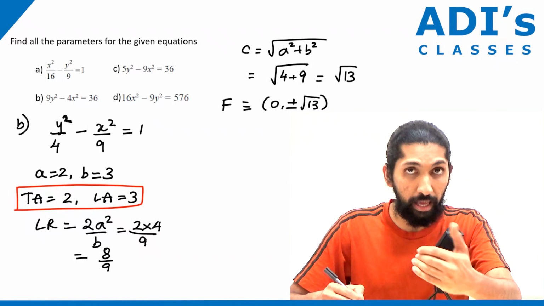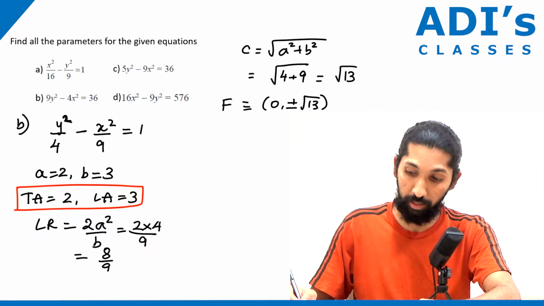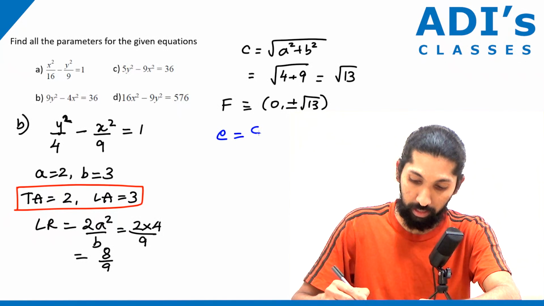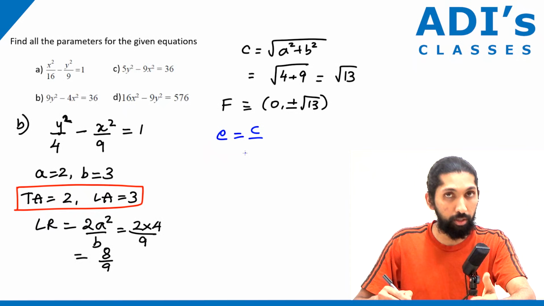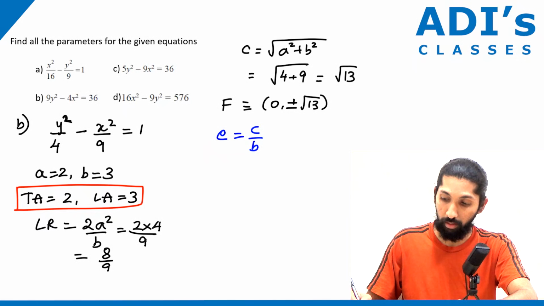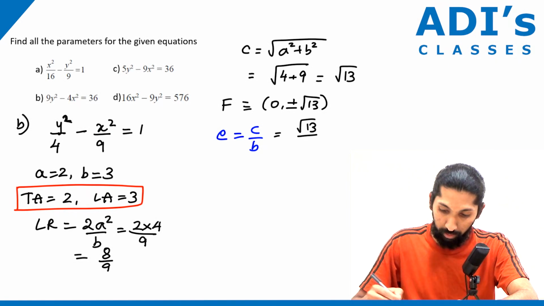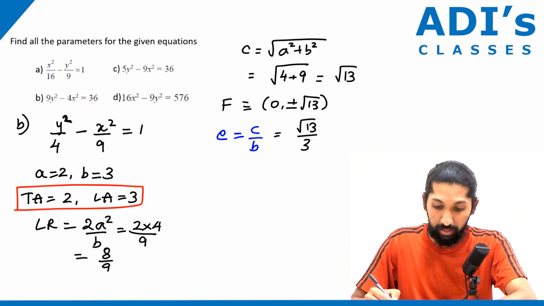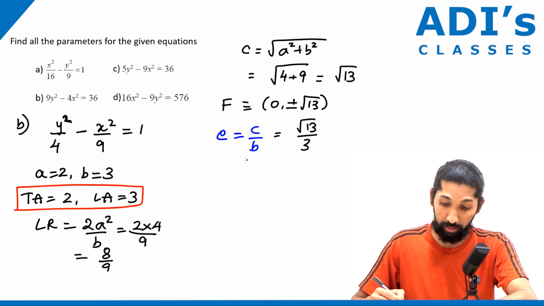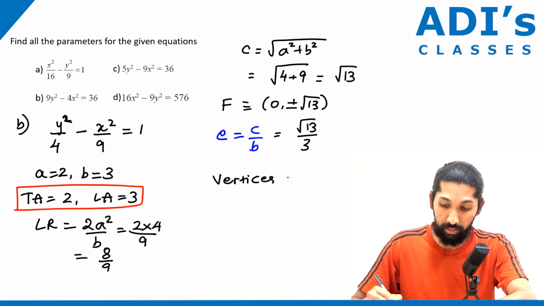So next is the eccentricity part. Because you know c, you know a. Next part is eccentricity. e is equal to c divided by a, right? But since it's conjugate, instead of c by a, what do you write? c divided by b. So in this case, it's going to be c, which is root 13, divided by b, which is 3. I'll keep it as it is. You can't simplify it. This is the eccentricity. Fair enough. The next part is the vertex, or you can call it vertices. Vertices are going to be 0 comma plus or minus b.